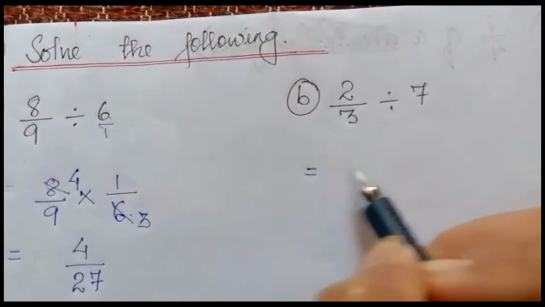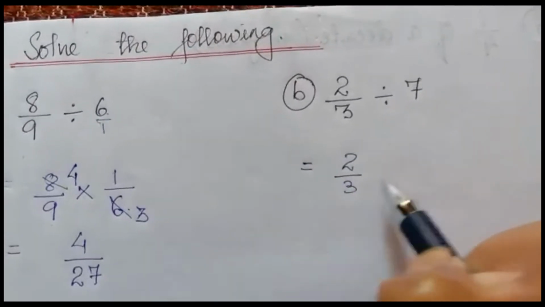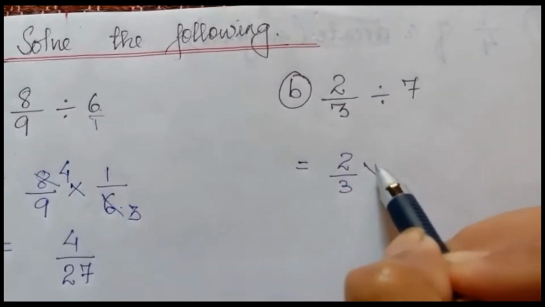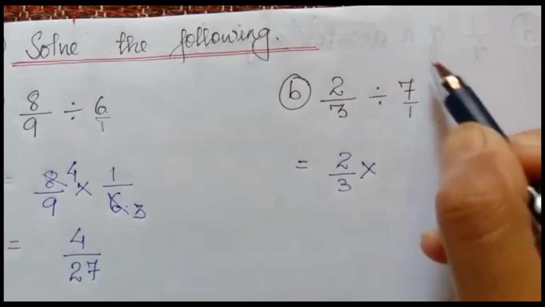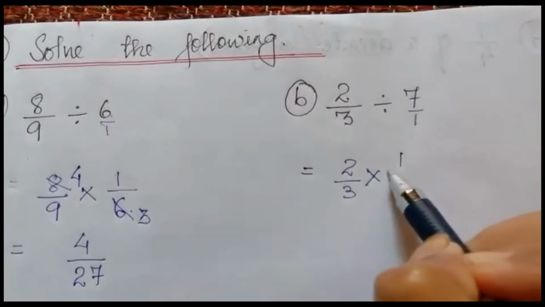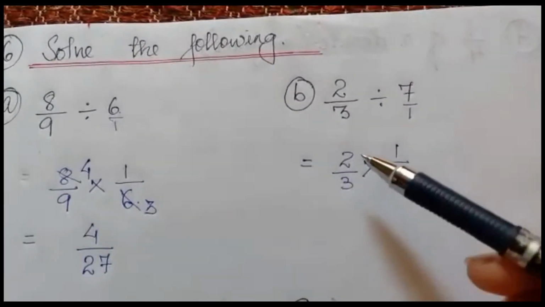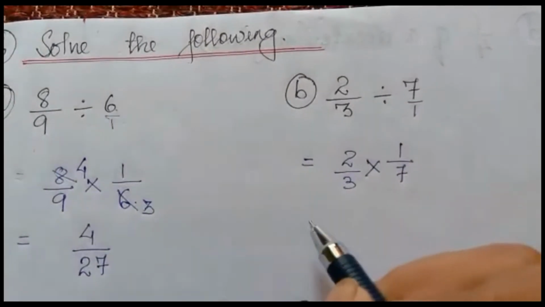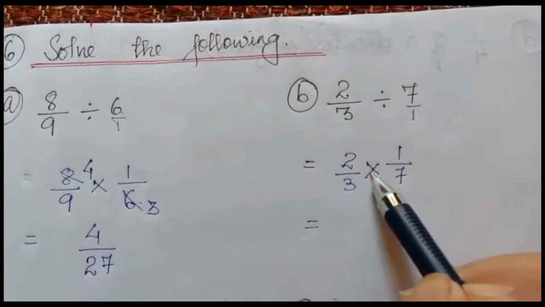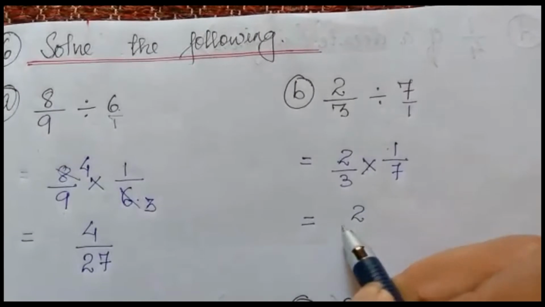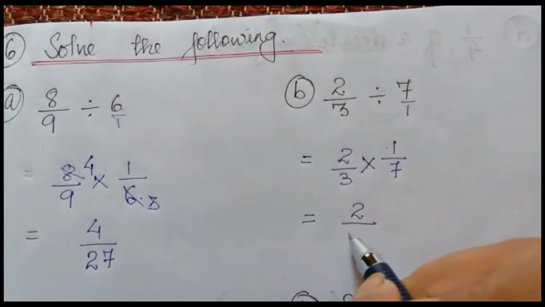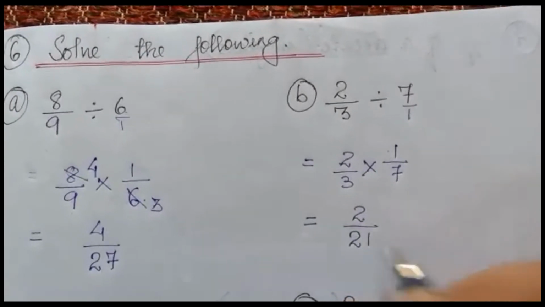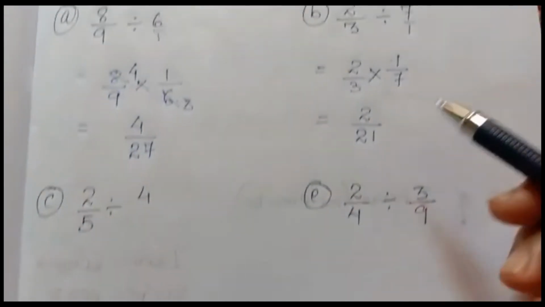Now question number B, 2 by 3 divided by 7. Convert this division into multiplication. Add here 1. Now the reciprocal of 7 by 1 is 1 by 7. Now you cannot cancel 2 and 7, so we will simply multiply. 2 into 1 is 2. 3 into 7, 7 3s are 21. Answer is 2 by 21.